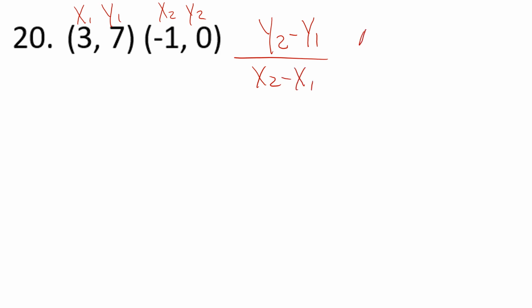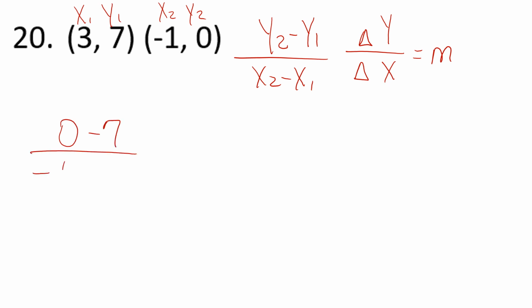Finally, number 20. Go ahead and label those ordered pairs. x1, y1 for the first ordered pair. x2, y2 for the second ordered pair. The formula is y2 minus y1 over x2 minus x1. Remember, that is the change in the y over the change in the x for the slope. So our y2 is 0 minus our y1, which is 7. Our x2 is negative 1 minus our x1, which is 3.